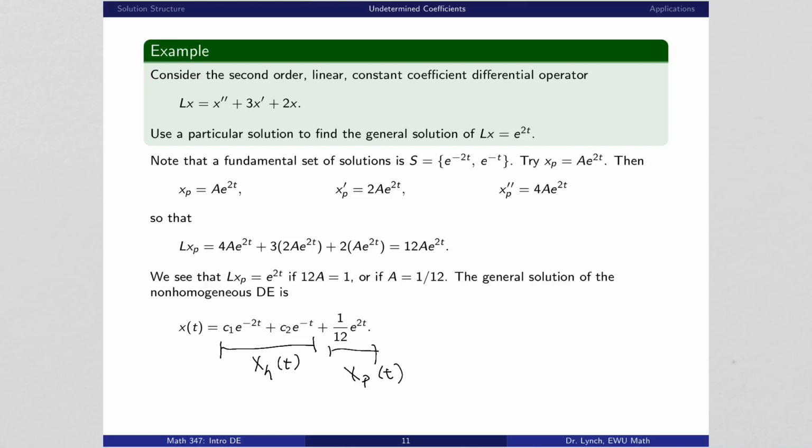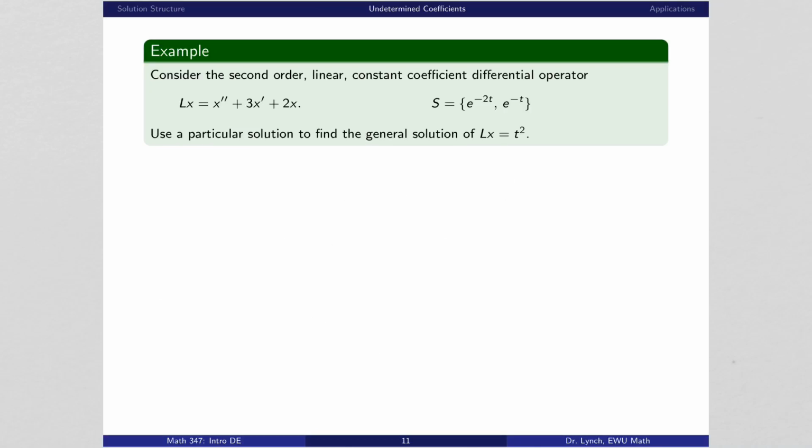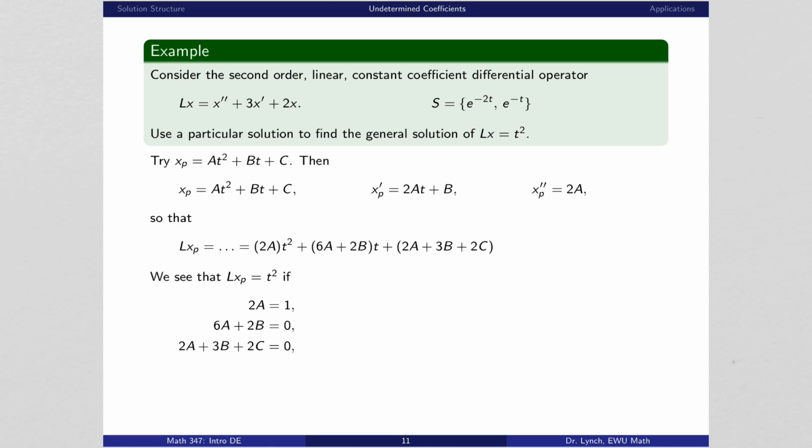Okay, another example. We'll go ahead and have a look at the same differential operator. Lx is x double prime plus 3x prime plus 2x, but here we want to solve Lx equals t squared. Okay, so on the right-hand side, we see a quadratic. We'll go ahead and try a particular solution of the same form, a general similar polynomial, in this case a quadratic. So x sub p is some general quadratic, a t squared plus bt plus c.